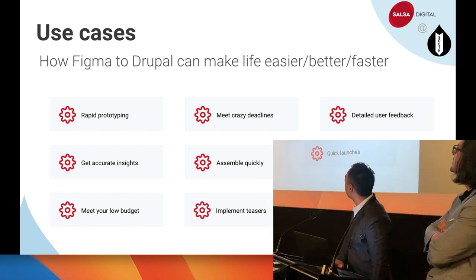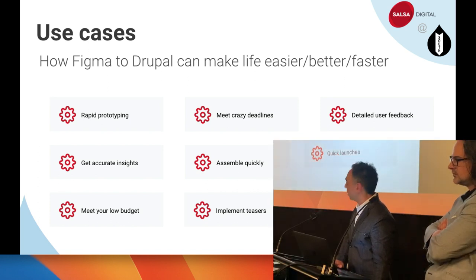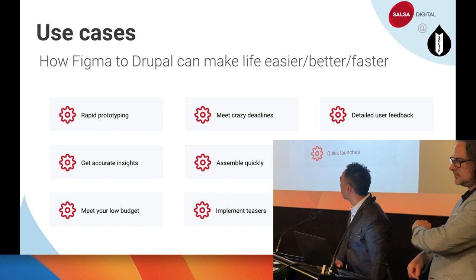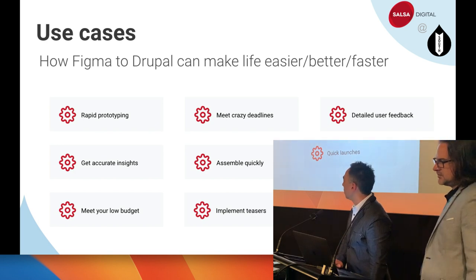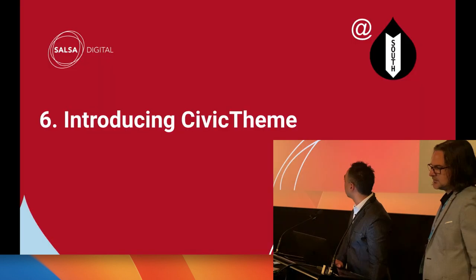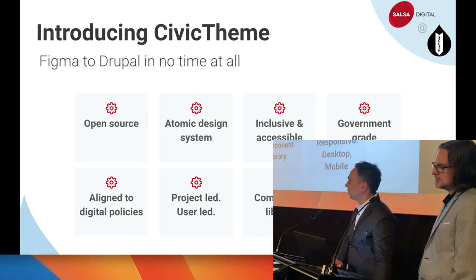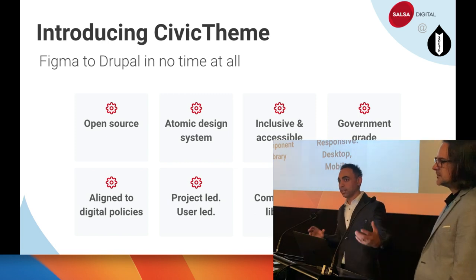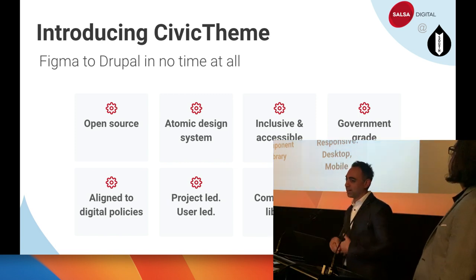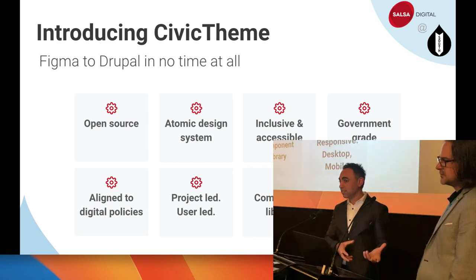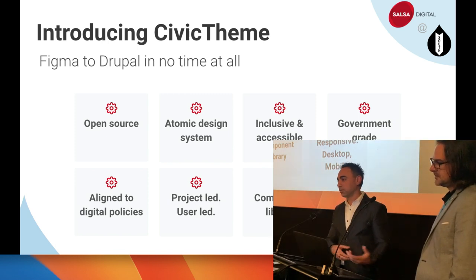You've got a lot of information you can get back at any part of the stage from clients. You can quickly assemble. Low budget, obviously, from just doing it yourself. And Civic Theme gives you all the tools and the whole end-to-end process to be able to deliver all of that, and it's open source. Open design, so all the design system files are open source, and the build is all open.